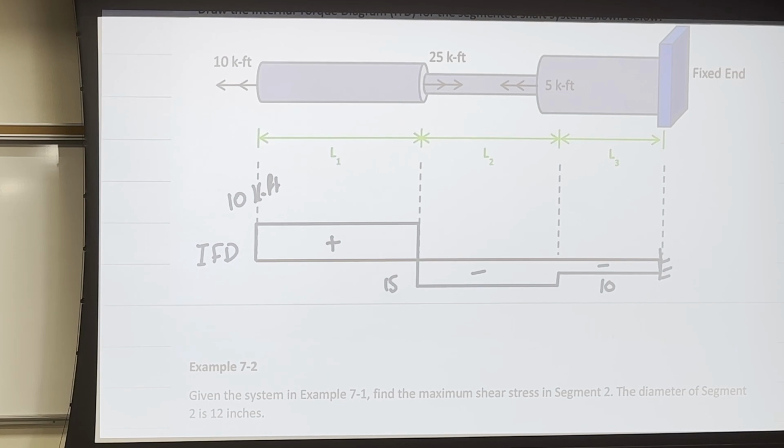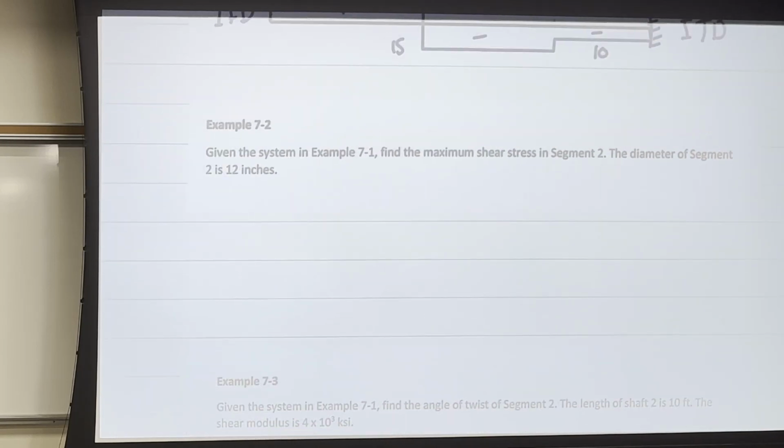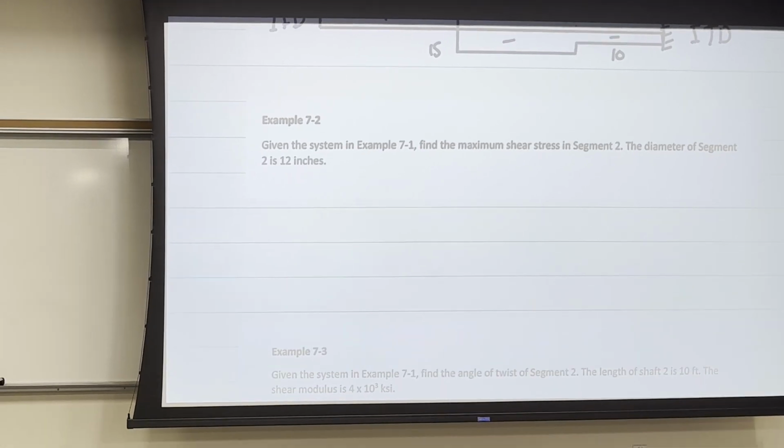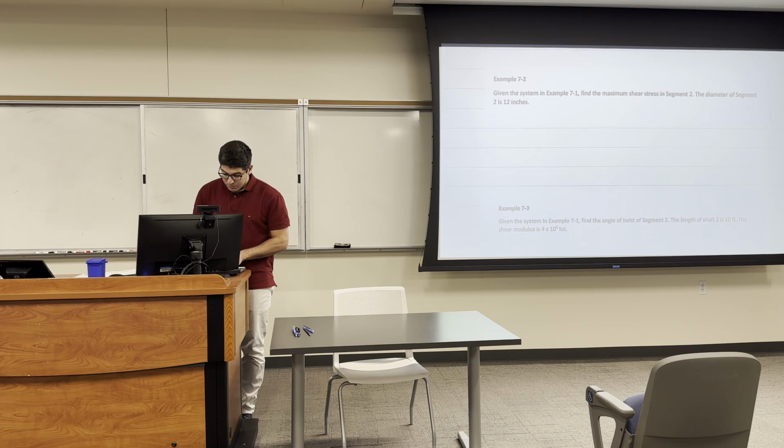Okay? Now I drew the internal torque diagram. The question continues by asking us to find the maximum shear stress in segment 2, given the diameter of segment 2 is 12 inches. Remember, it asks us explicitly to get the maximum shear stress.